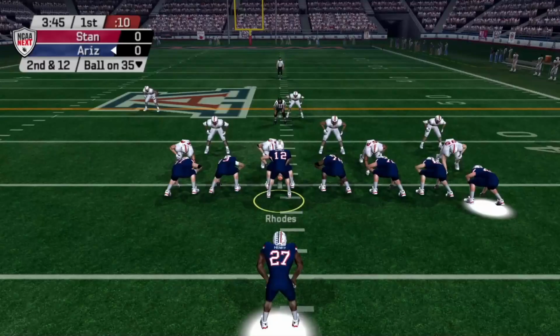What's going on, everybody? This is Al from PlaybookGamer.com, and today we're going to talk about reading man or zone coverage pre-snap in NCAA Football 06. More specifically, the first read I make as soon as I break the huddle.